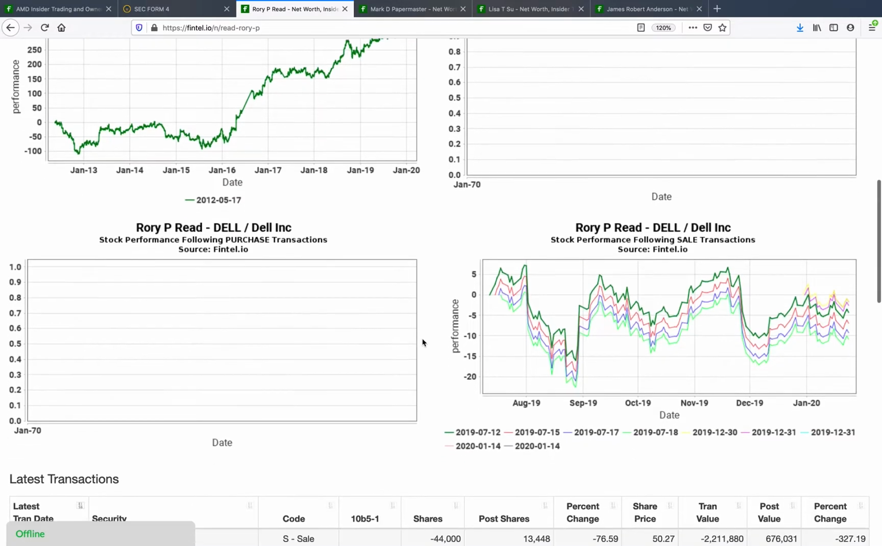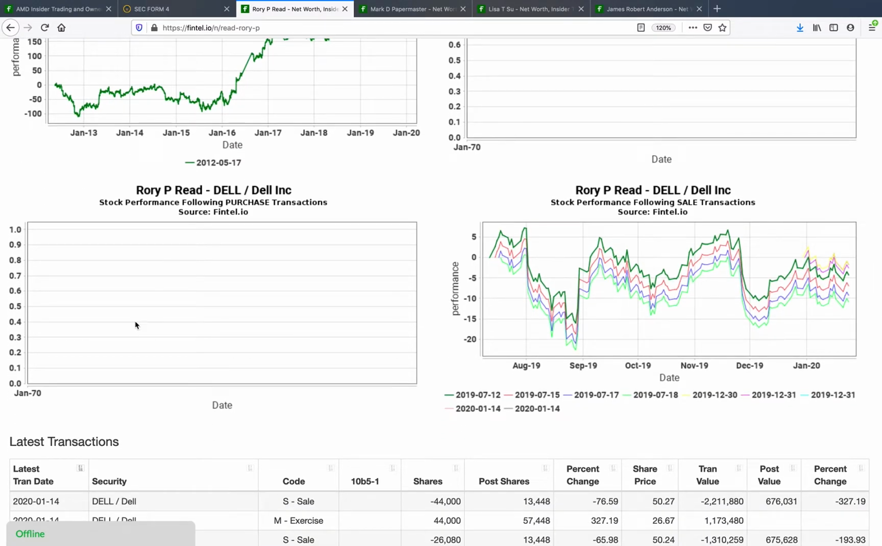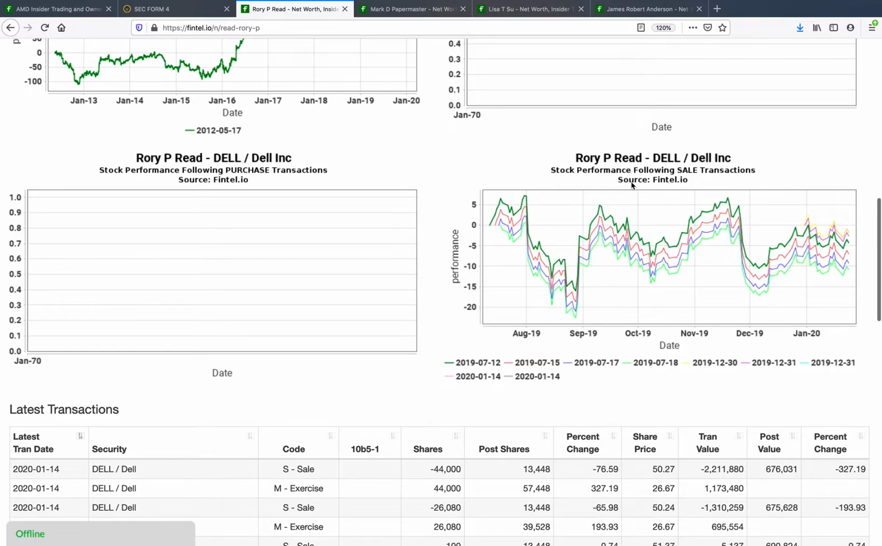Let's take a look at Rory Reid's Dell transactions. So Rory Reid does not have any purchase transactions in Dell, so that's nothing to look at. But look at the sale transactions. It's kind of interesting here. 2019, July 12th, July 15th, July 17th, July 18th, Rory made 1, 2, 3, 4 sale transactions. We can see them all here in a row.